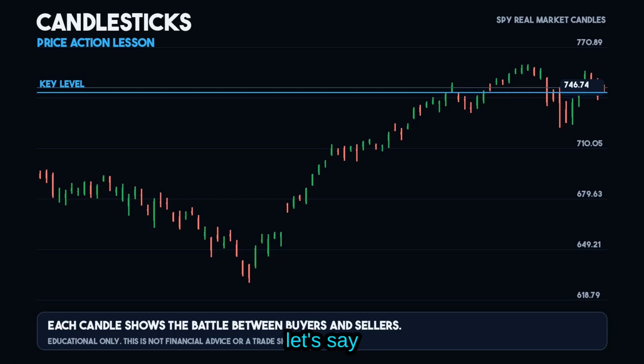For example, let's say you're looking at the Apple stock chart, and you see a bullish candle with a high close above the high of the previous bar.